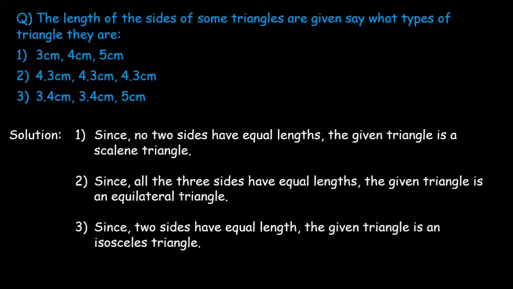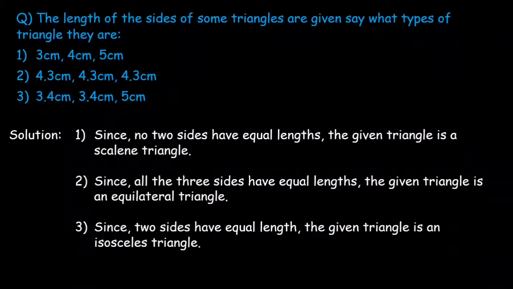Now students, even if you don't draw the triangles, we can clearly understand through the measures that are given. So in the first one, we can see that no two sides have equal lengths. So it is a scalene triangle. Then in the second one, all the three measures are the same. So we can say that since all the three sides have equal lengths, the given triangle is an equilateral triangle. And in the third one, 3.4 centimeter and 3.4 centimeter. That means two sides of equal length. So we can say that it is an isosceles triangle.